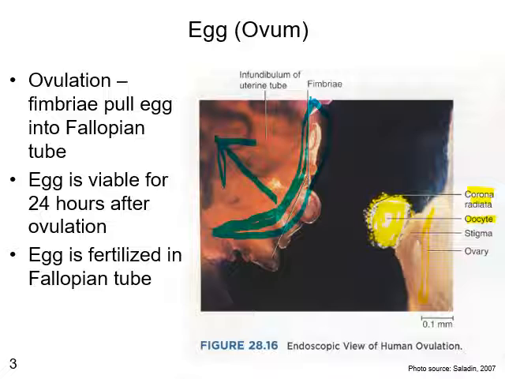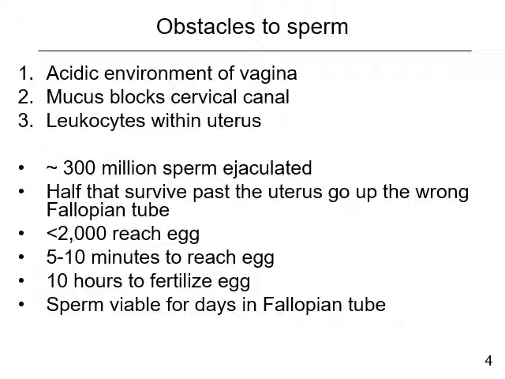The oocyte is viable in the fallopian tube and in the uterus for about 24 hours. In most cases of fertilization, the egg is fertilized by sperm in the fallopian tube. So the fallopian tube is the location for almost all fertilization events. So let's talk about fertilization a little bit more. There are obstacles to the sperm. The sperm is introduced into the vagina by the male.